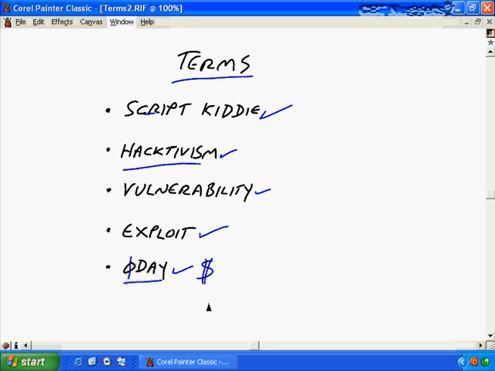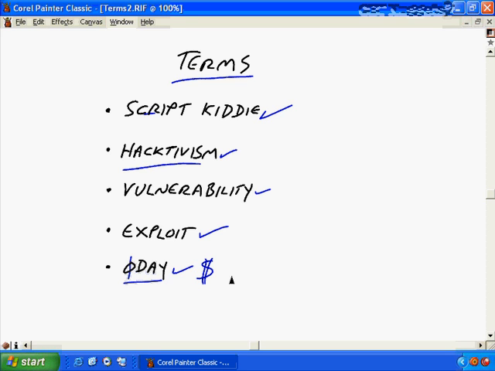So there are all kinds of legal entanglements you can get into when it comes to reporting the 0-day, and that's another reason why a lot of hackers remain anonymous. We just have a tendency to hide behind some kind of screen name or hacker alias.